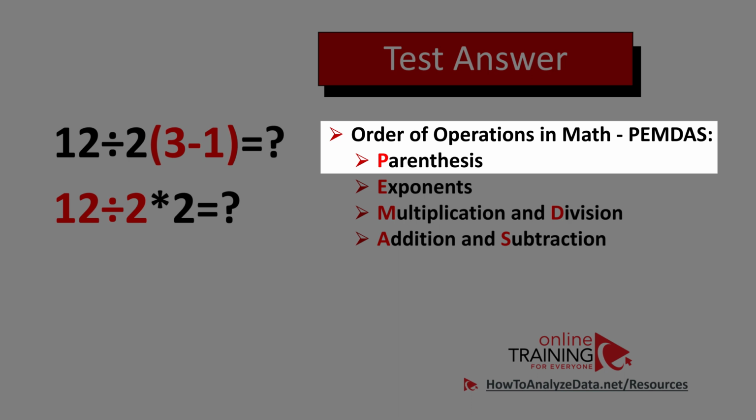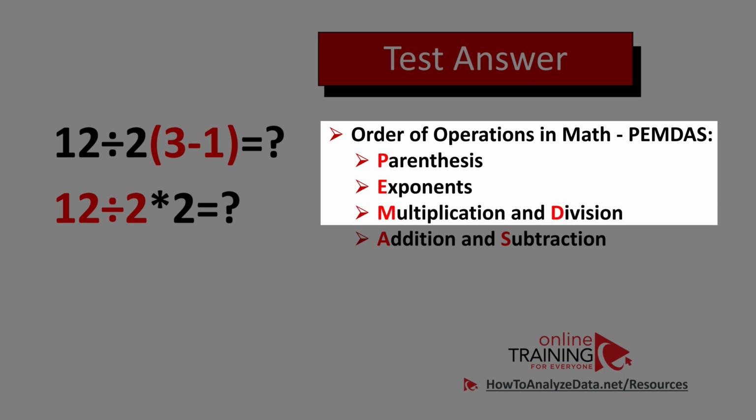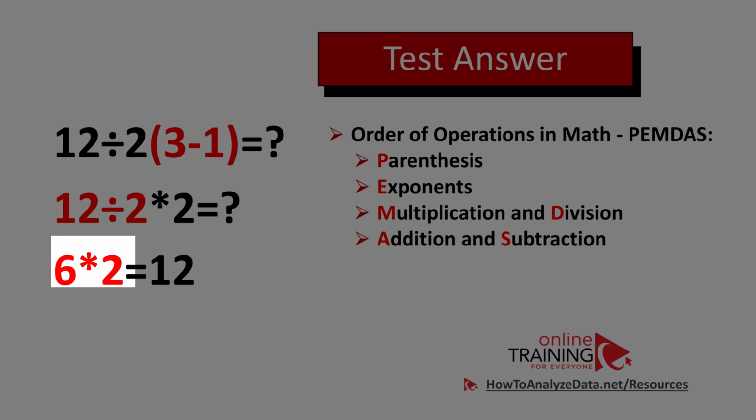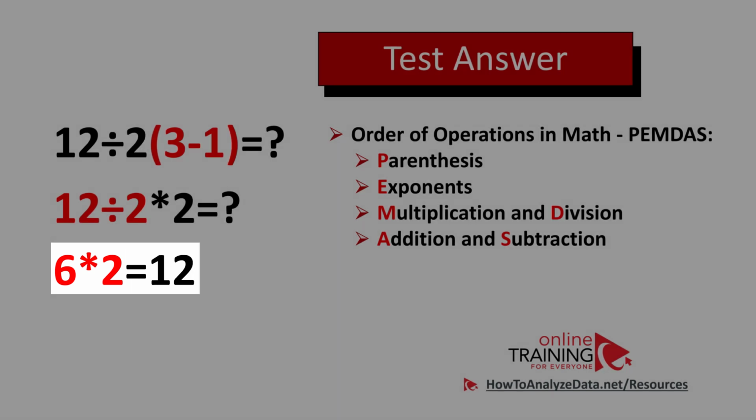The order PEMDAS tells us that we need to do multiplication and division. But what the acronym doesn't mention is that we need to do it from left to right. And what's interesting, the acronym itself is a little bit confusing because it shows multiplication first and then division. But in our case, we need to do division first and divide 12 by 2, and then do multiplication. Once we divide 12 by 2, we get 6, and the final expression we need to solve would be 6 multiplied by 2. So the correct answer here is 12.